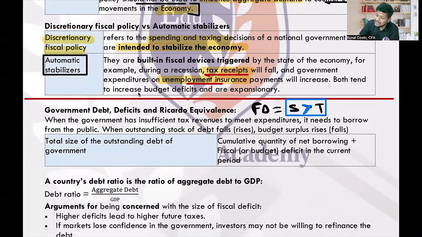So governments, when they face a deficit, increase government borrowing or government debt. When the government has insufficient tax revenue to meet the expenditure, they need to borrow from the public. And when the outstanding stock of debt falls, the budget surplus rises. But when the debt increases, what will happen? More of your payment will go towards interest, and that will lead to a further fall in the surplus or more deficit.